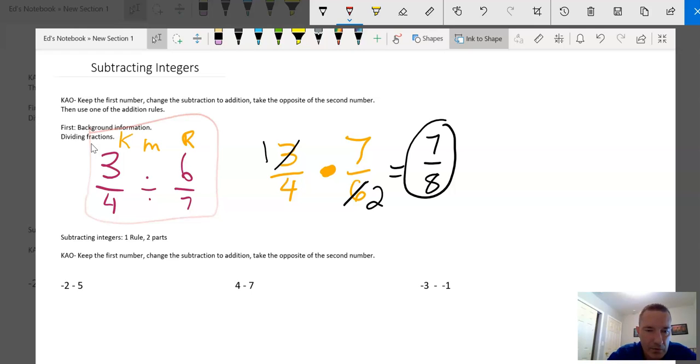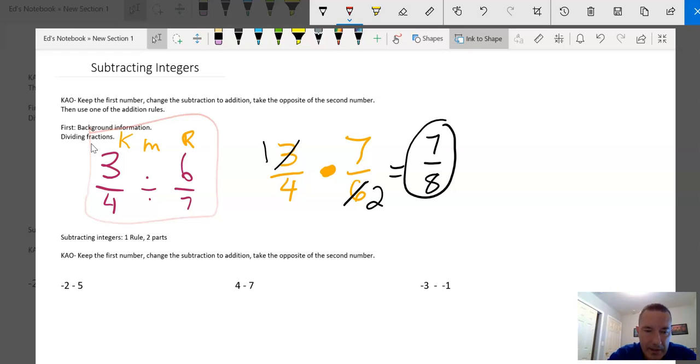So the subtracting rule. It's one rule, but there's two parts. So first, we keep the first number. We change the subtraction to an addition. Then we take the opposite of the second number. And then we have to follow one of the two addition rules. So let's solve some of these.